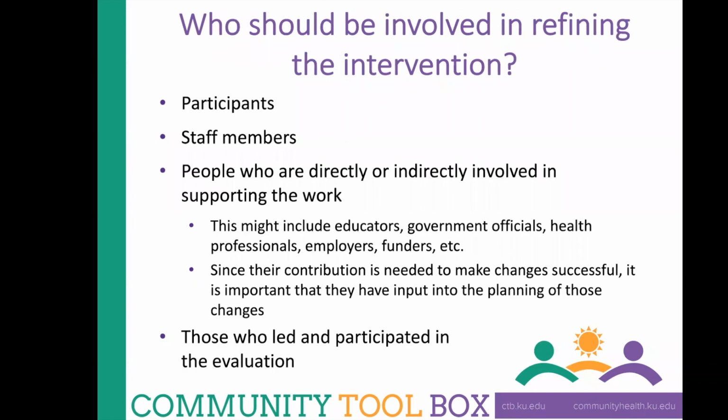So now we'll look at who should be involved in refining the intervention. The best plan here is to involve a number of stakeholders, depending to some extent on who has been involved in the planning and evaluation of the effort. Some people who should definitely take part, though, would be participants. These are folks who experience both the intervention itself and its effects, and they are likely to have ideas about what would make it better, easier for them to participate, or more relevant for them.